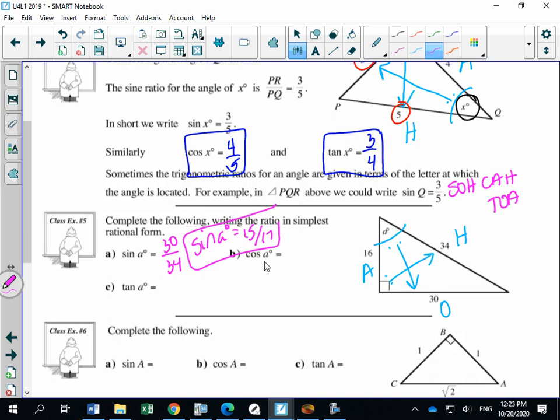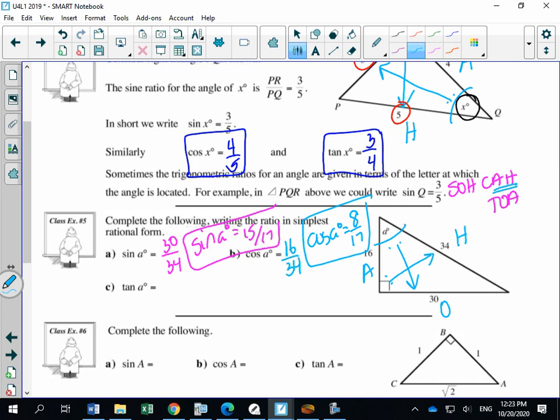So let's go to B, the cos of angle A. Before it's reduced, Antonio, what would the cos of angle A be? What's A over H? Look up here. Yes, 16 over 34. You would type that into your calculator and that would reduce. The cos of angle A is 16 over 34, which reduces to 8 over 17 when you divide both top and bottom by 2.